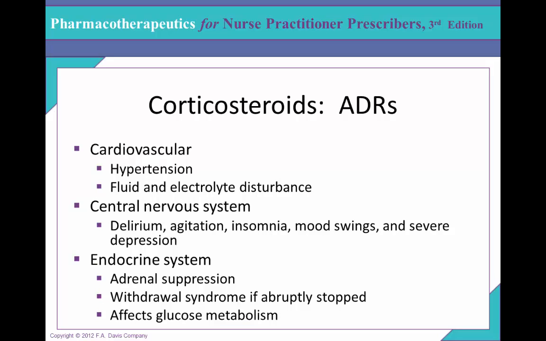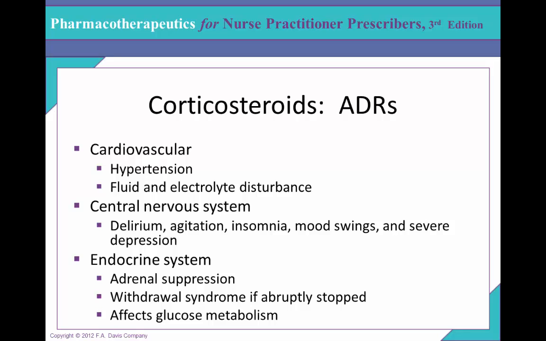For cardiovascular, remember fluid retention, electrolyte imbalances because of aldosterone. It could produce hypernatremia and hypokalemia, hypertension. For central nervous system, remember that all the steroids could agitate the patient. They could go into delirium, confusion, aggressiveness, and even severe depression.